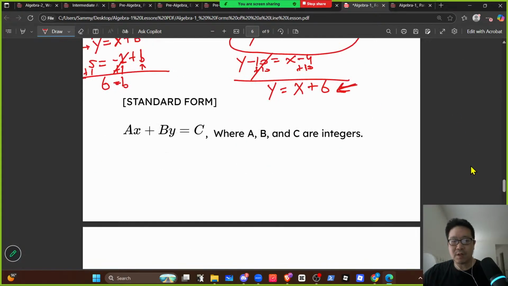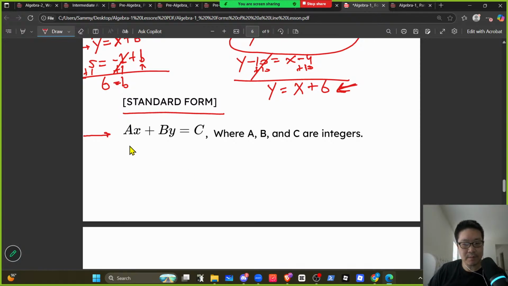Now we move on to the final form, which is the standard form. The general form of the standard form is ax plus by equals c, where all 3 coefficients or constants, a, b, and c, are all integers. So we're not dealing with things like fractions or decimals. That's your x variable, and that's your y variable. If an equation comes in this form, it's going to be called the standard form.